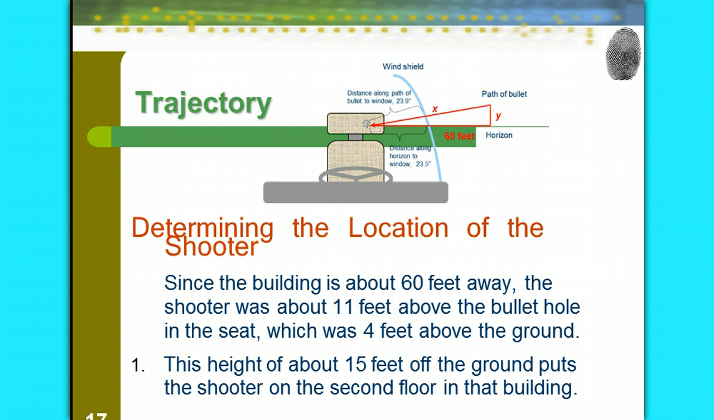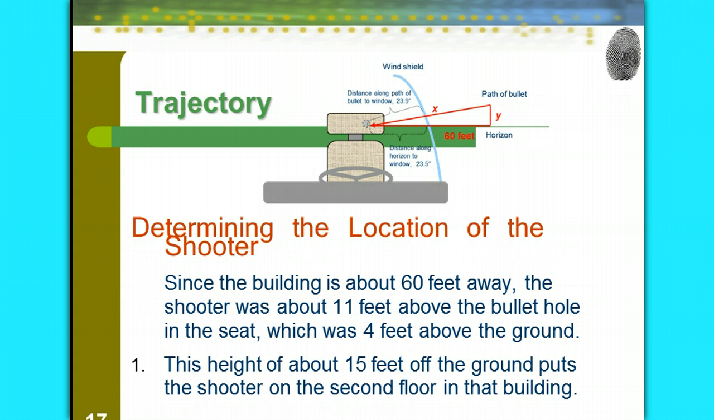We also know the angle, based upon the distances of the bullet to the window and the bullet along the horizon. Because we know that angle, we can use the tangent of the angle equals, oh, I just can't remember all of a sudden, opposite over adjacent. So in order to find y, or the height of the shooter, we have to know the distance of the adjacent side of the triangle and the angle.